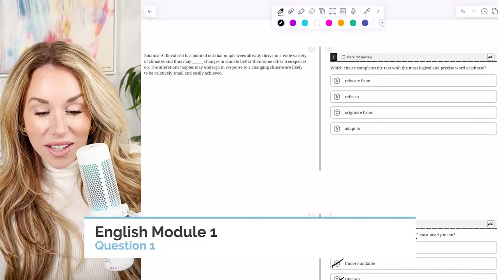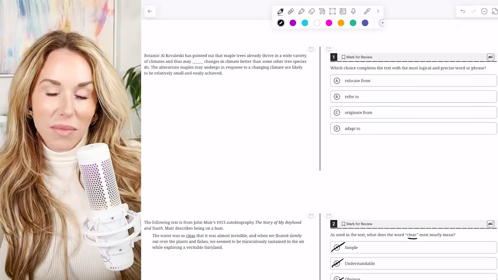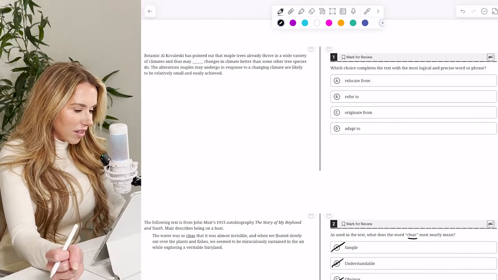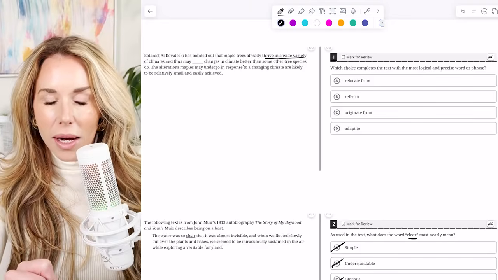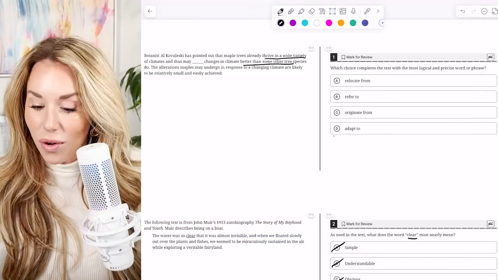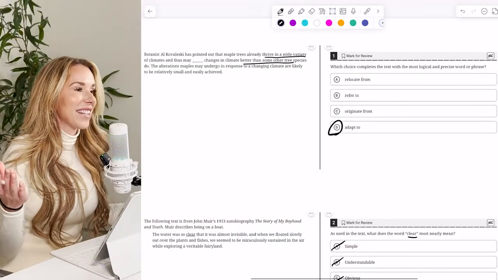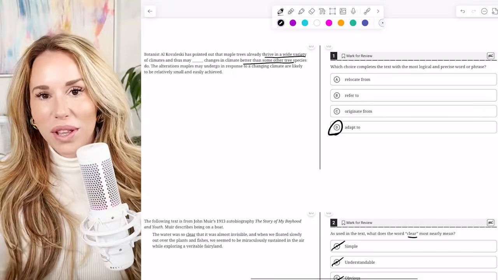Botanist Al Kowaleski has pointed out that maple trees already thrive in a wide variety of climates and thus may blank changes in climate better than some other trees. Well, if they thrive in a wide variety, they may adapt to changes better than some other tree species. So, that was the answer. See, I thought of a word first and then it ended up being the exact answer choice. So that's a strategy you can use. Think of a word that you would put in the blank first.